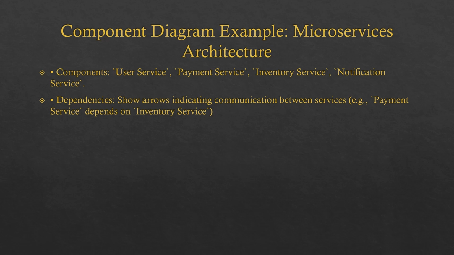In this component diagram example, we see the interaction between different services in a microservices architecture. The user service, payment service, inventory service, and notification service components each perform specific tasks, and we see how they depend on each other through interfaces and dependencies. This type of diagram helps us understand how the overall system is structured.